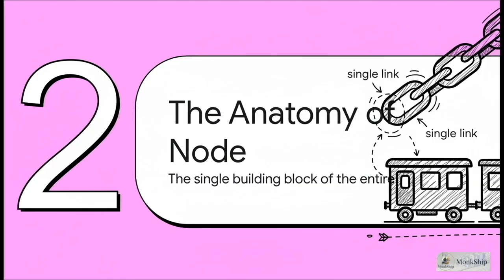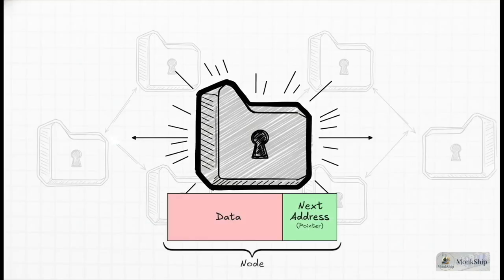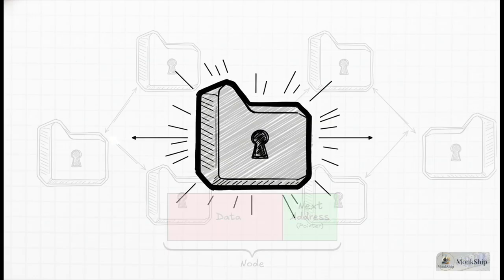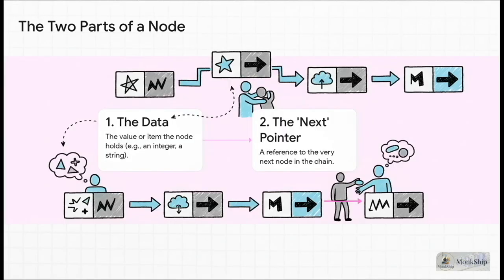In the world of computer science, we have a name for that. It's called a node. And this whole idea of the node, it's the key to absolutely everything. I don't care if your list has 2 items or 2 million, it is all built from this one simple, elegant component. So every single node has 2 jobs.